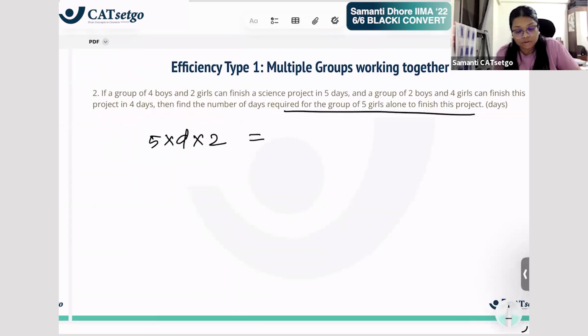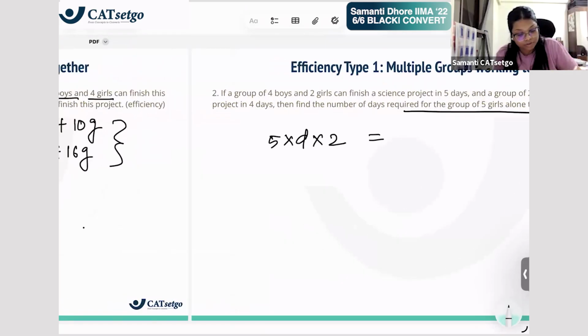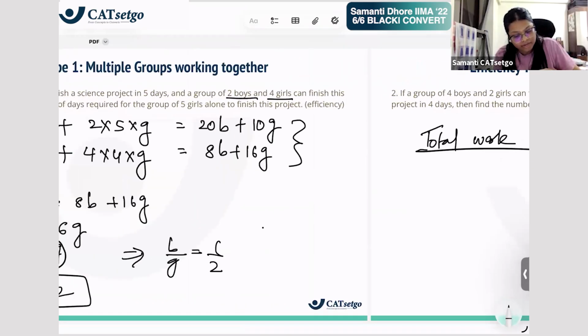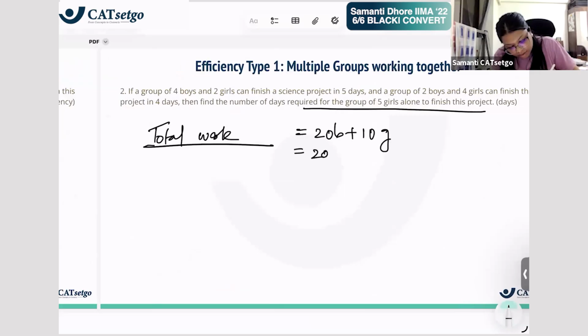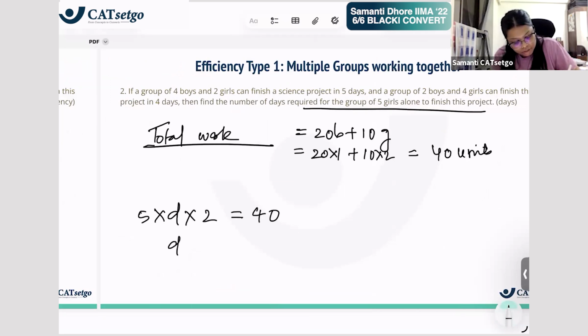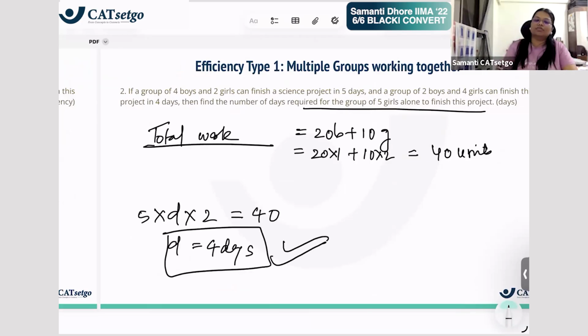Together they are supposed to do total work. How much is total work? We're supposed to find total work first. So let us find total work first. Total work is 20b plus 10g, which gives 40 units. So now number of girls is 5 into number of days into their efficiency 2 is giving me 40 units. So D is 4 days. And this is how I get that 4 days are required for 5 girls to do this work. Okay? Have you got it, Amrita? Understood?